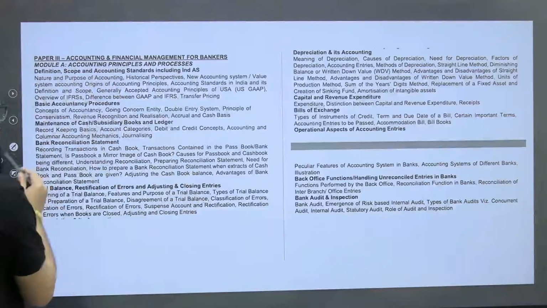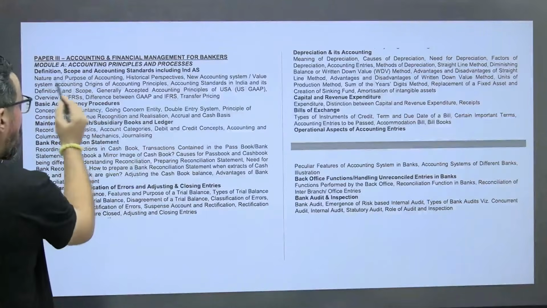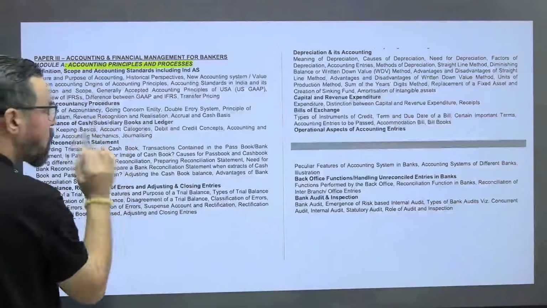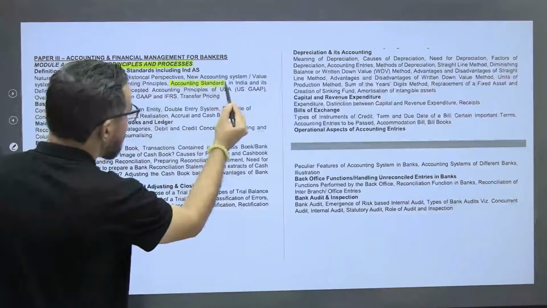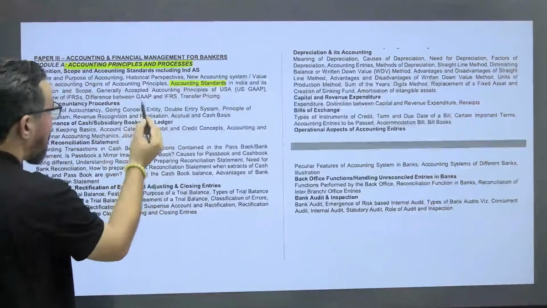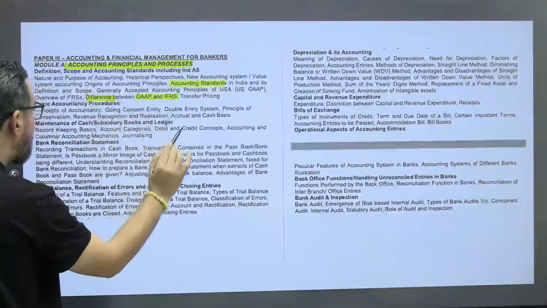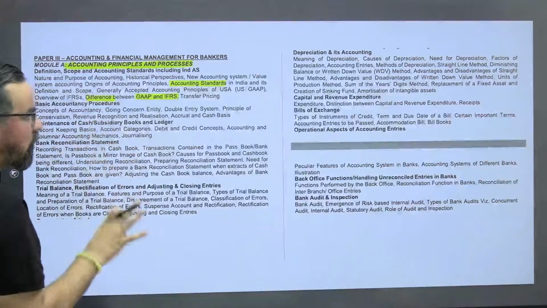Okay, so quickly I'll summarize this particular one. So module A, accounting principle and processes. So definition, scope, from where accounting standard is the most important part. Apart from this, differences between GAAP and IFRS. Okay? So these are the important part of this particular unit.